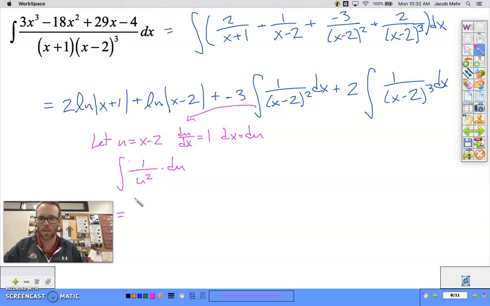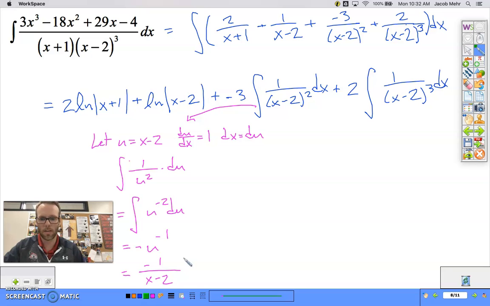Well, this is just the same as the integral of u to the negative second du, which is equal to, let's see, add 1 to the exponent. I need a negative in front to cancel that out. So we end up with negative 1 over u to the first, and u is x minus 2. That's what this one is.